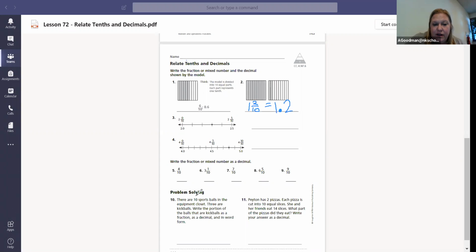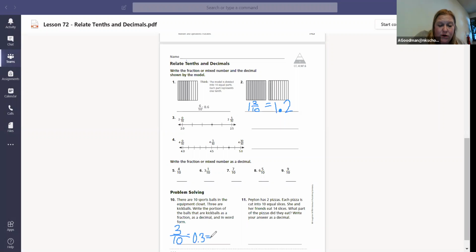All right, we'll do one word problem together. There are 10 sports balls in the equipment closet. 3 are kickballs. Write the portion of balls that are kickballs as a fraction, as a decimal, and in word form. Okay, so the fraction is, there were 10, so that's our whole amount, and 3 of them are kickballs. So here's the fraction, 3 out of 10 are kickballs. And then as a decimal, that would be 0.3, right?